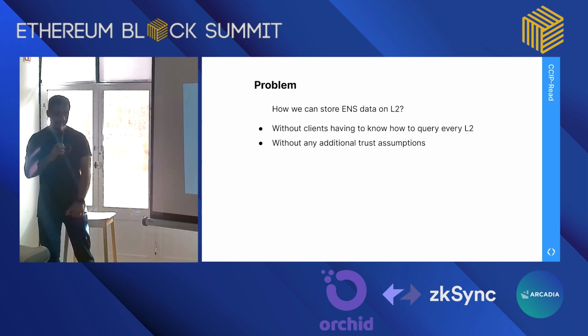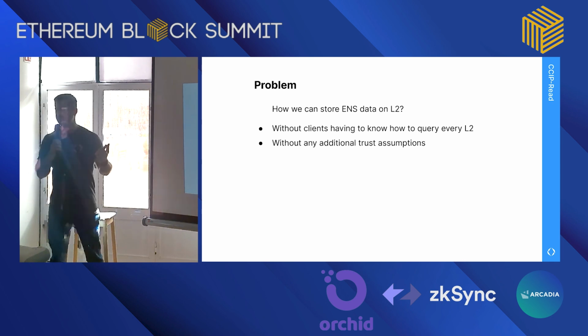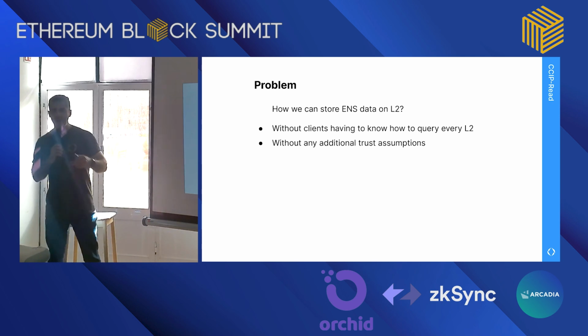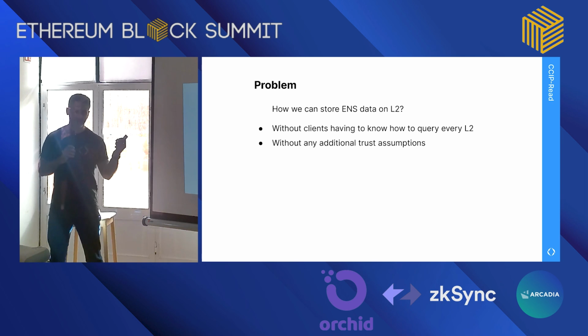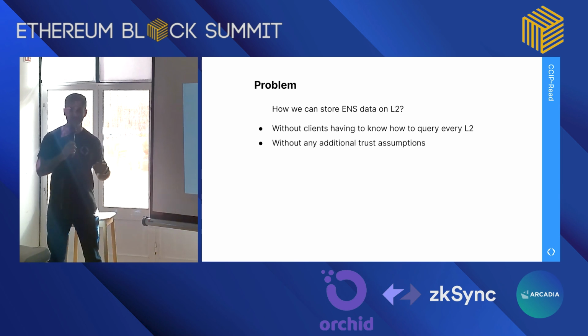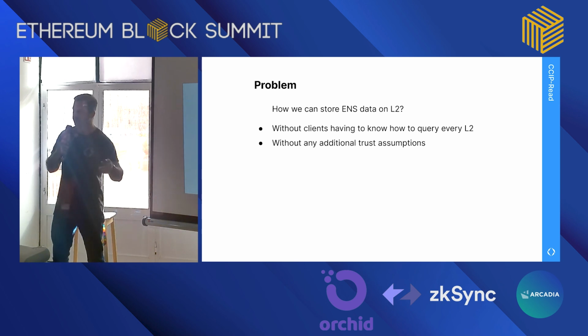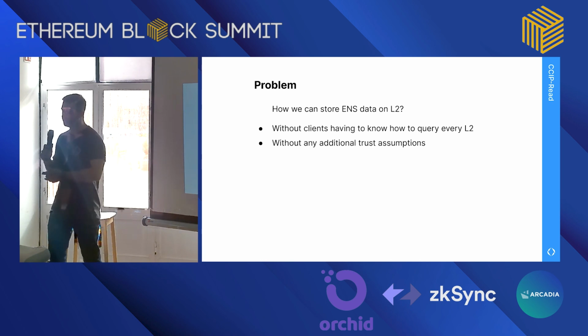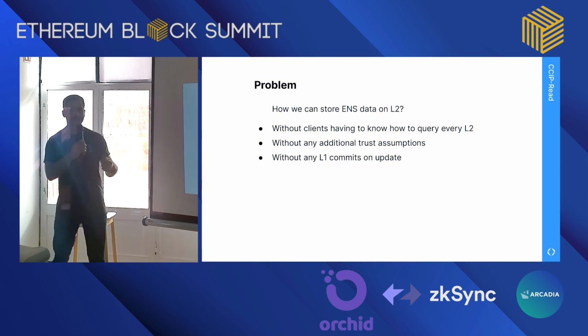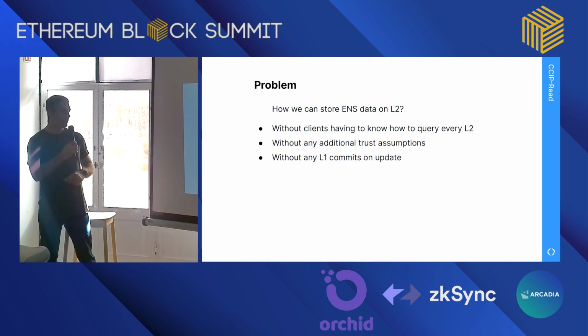And the other concern was without any additional trust assumptions. What that means is that while creating a solution for our problem, we shouldn't introduce any more trust assumptions. People shouldn't be worried about whether it's signed by some third parties, or if it's shared with someone else, if it's centralized, or this kind of thing. And the third concern was without any L1 commits on update.